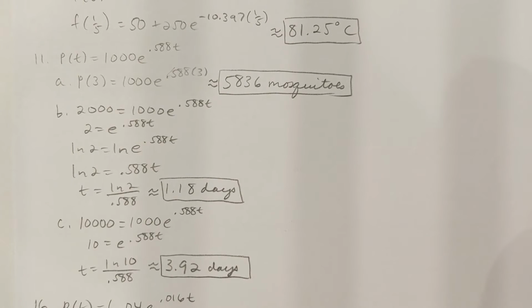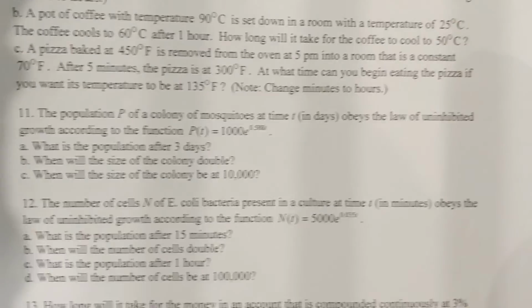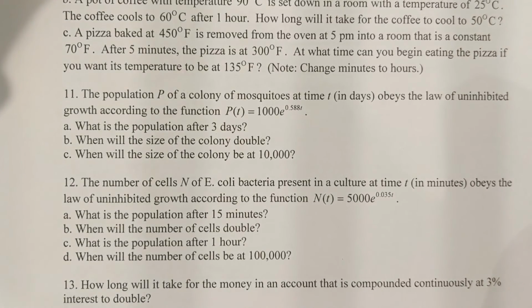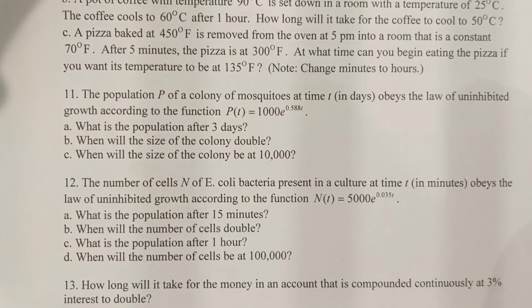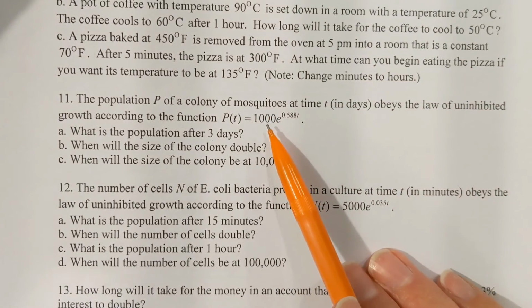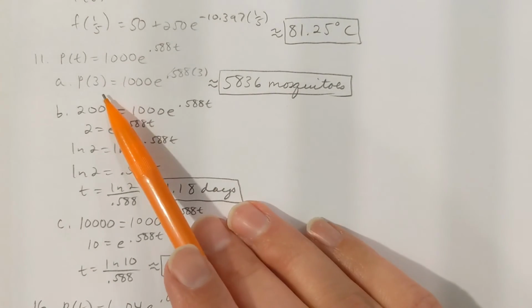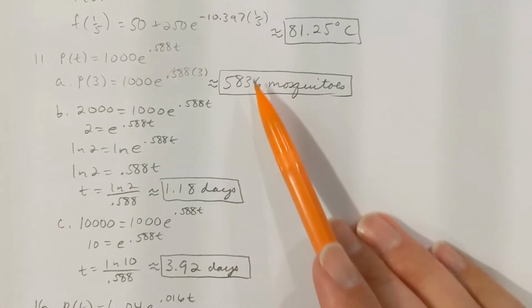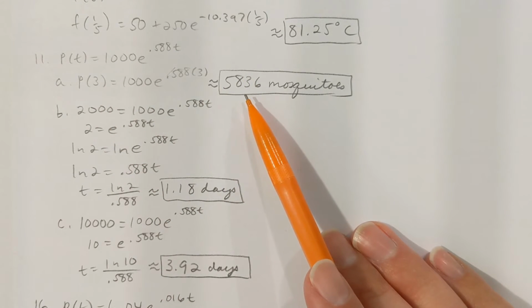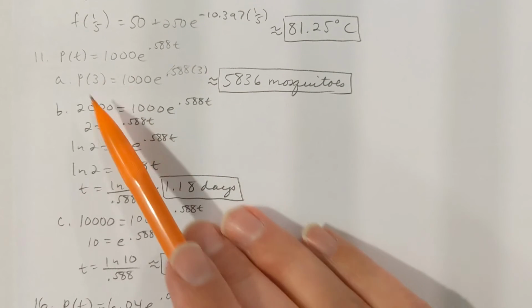Okay, now the population is going to continue to grow, of course. But part B says, when will the size of the colony double? Okay, so we started with 1,000 mosquitoes. How long are we going to have to wait until we get to 2,000 mosquitoes? Well, it's going to be less than 3 days, right? Because at 3 days, you're already at more than 5,000 mosquitoes. So P is the population.